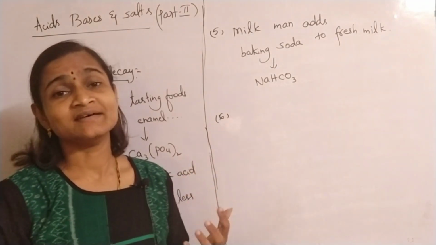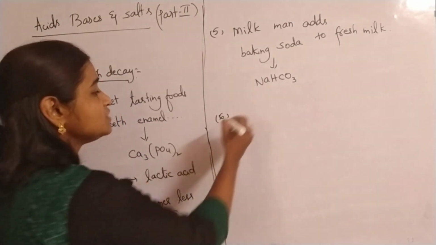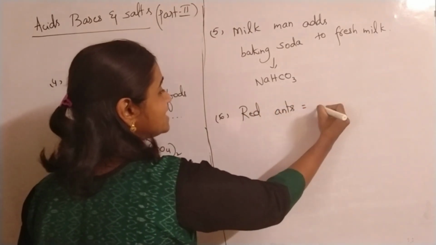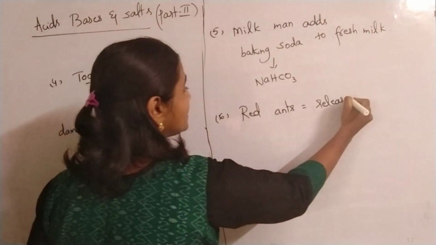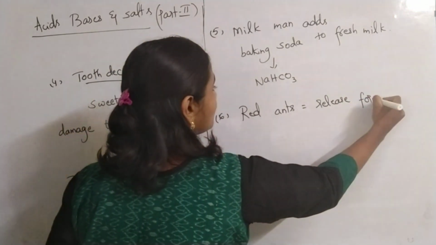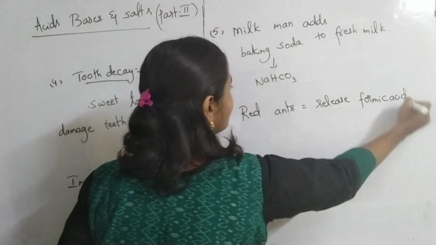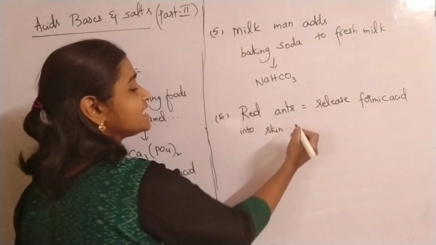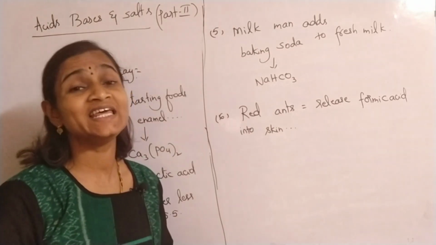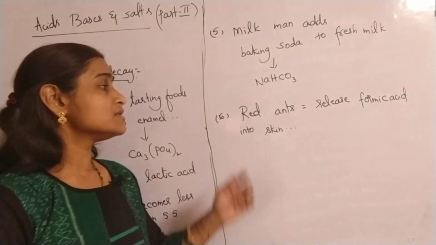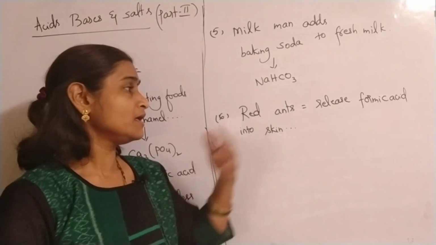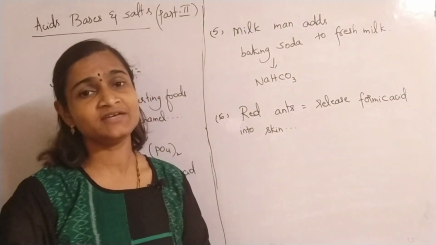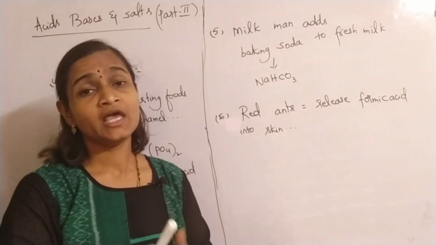Even red ants release formic acid into our skin. Look at this point, red ants. What do they release? Formic acid into our skin. Because of this, our skin gets a burning sensation and skin irritation. If red ants bite us, the bite is acidic in nature. Formic acid gets induced into our body.